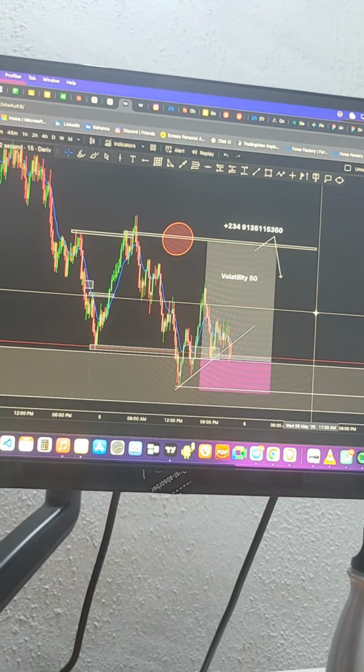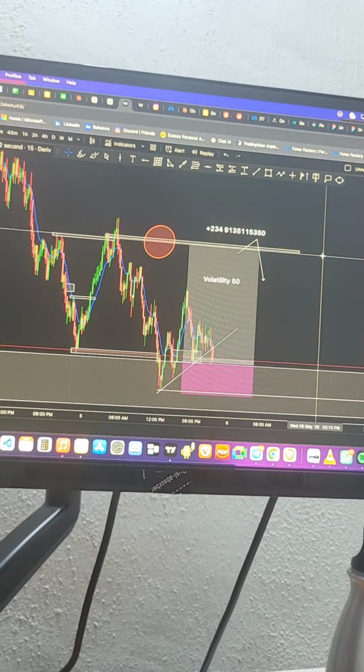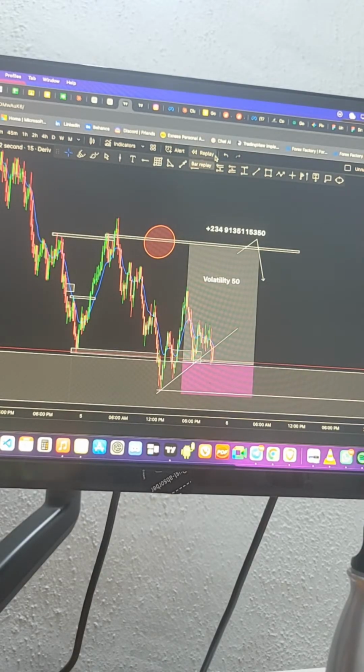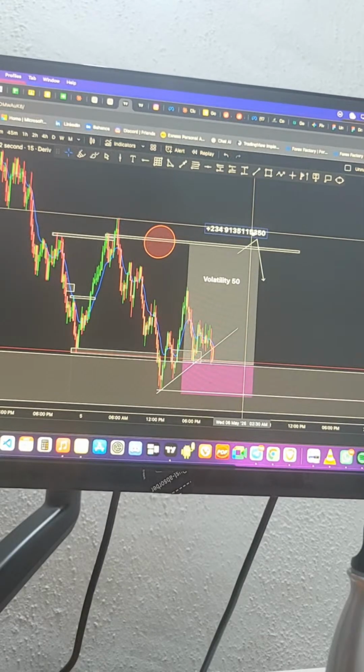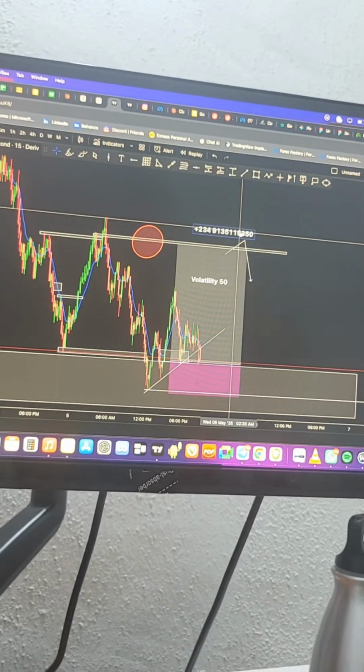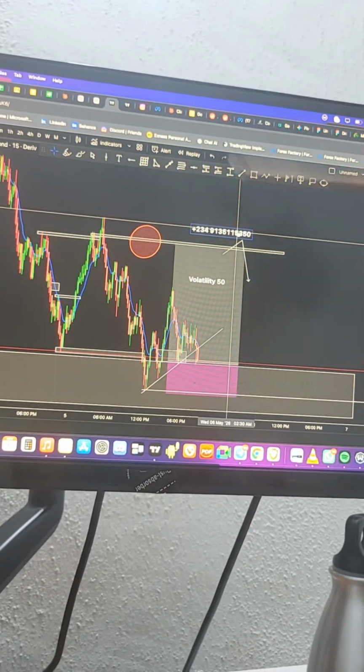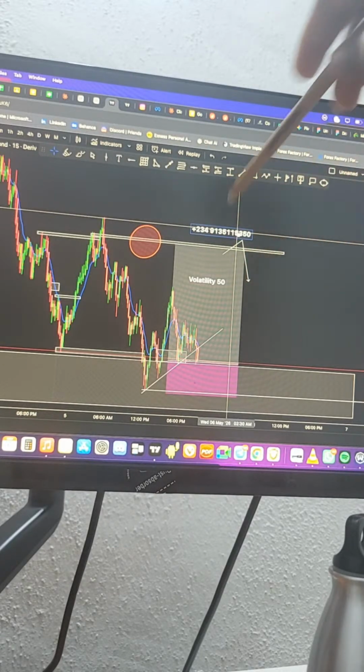Mind you, the market decides what it wants to do. Our own job is just to react to whatever it's doing. So we're just going to react to whatever price is doing, and don't force trades. Follow the trend, follow whatever blueprint the price is showing you.